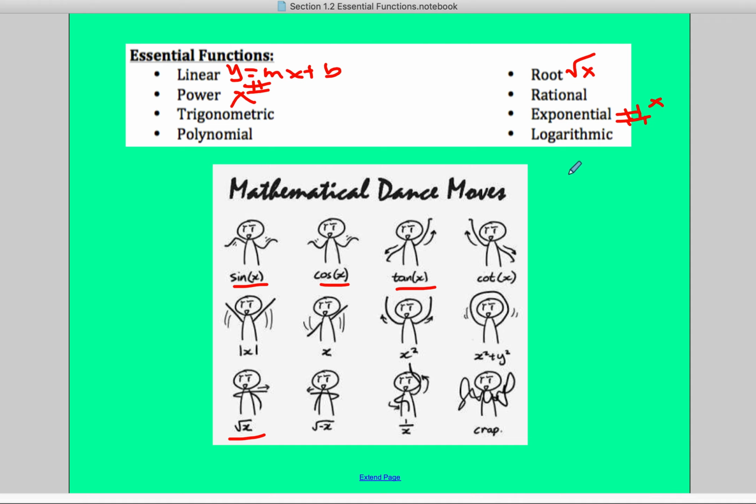And then lastly, your log function. We got log of x. Okay, so we'll be looking at those. So we're going to go ahead and dive into those, and that's what we're going to be looking at today.